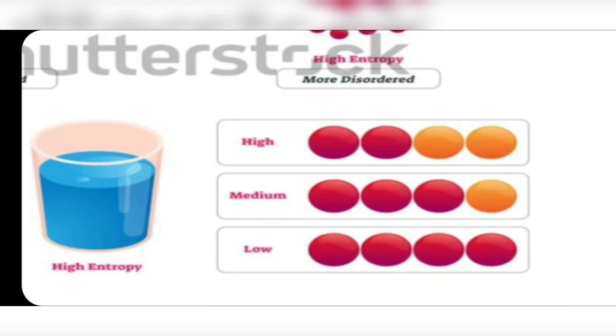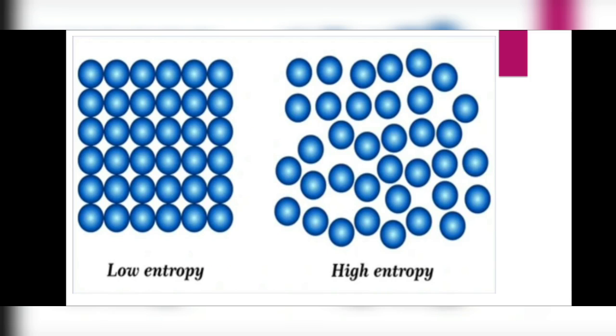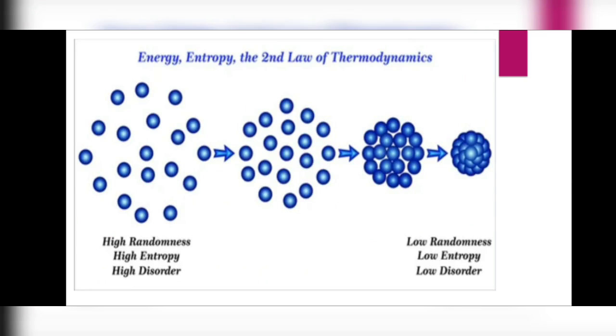When it is not ordered, it is high entropy. When it is ordered, it is low entropy. Now you can see another example where it is orderly arranged, it is of low entropy because disorder is less. When it is more disordered, the entropy is more. This is another example: high randomness, high entropy, and high disorder. When the randomness is more, when the disorder is more, entropy is more. When it is orderly arranged, randomness is less, disorder is less, then entropy is also less.